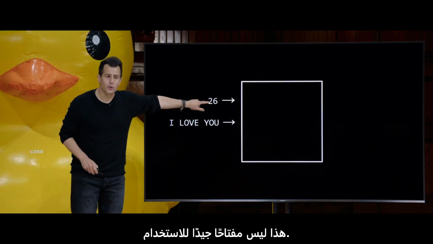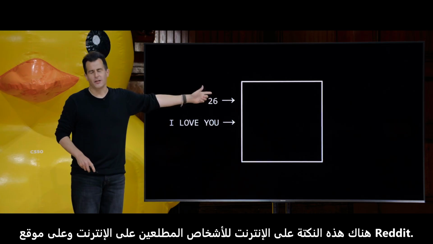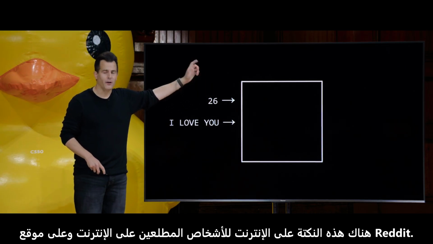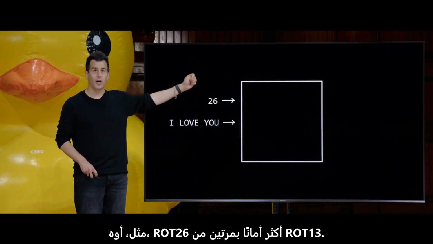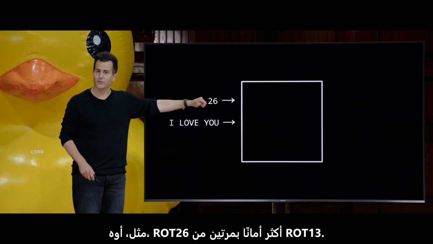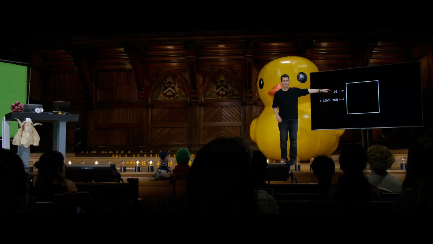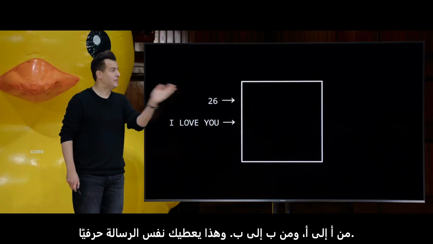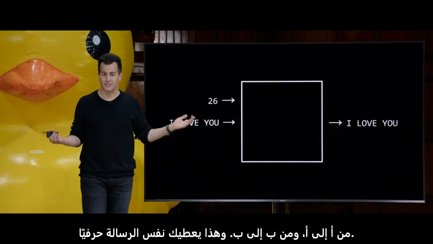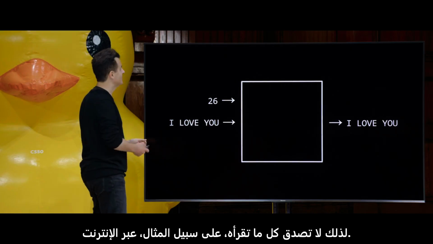This is not a good key to use. There's this internet joke for people in the know online and on Reddit: oh, ROT26 is twice as secure as ROT13. Why is that funny? Right, it's the same thing: A to A, B to B. This just literally gives you the same message. So don't believe everything you read online, for instance.